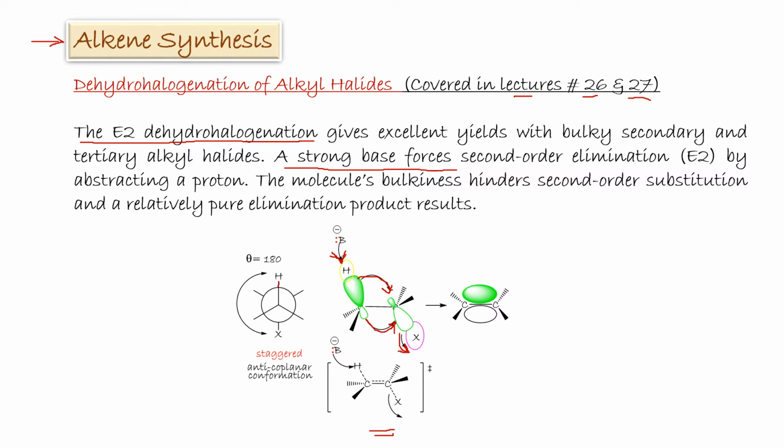The hydrogen and halide should be anti-coplanar, with the theta angle at 180 degrees. There could be some rare examples where the H and X are in what we call eclipsed form and the theta angle is 0. And that's very rare, okay?